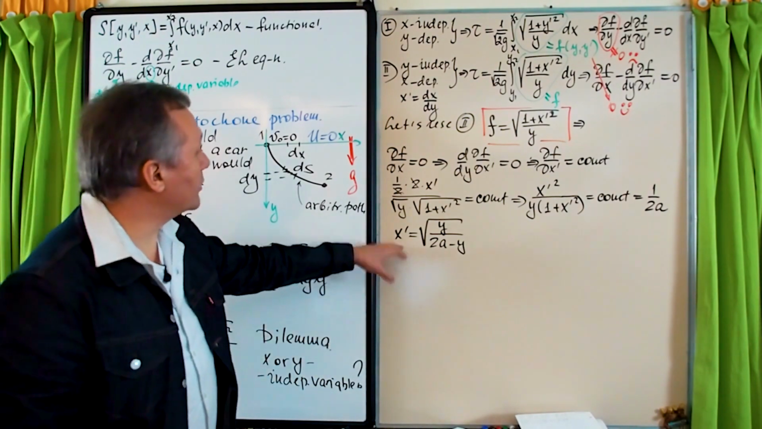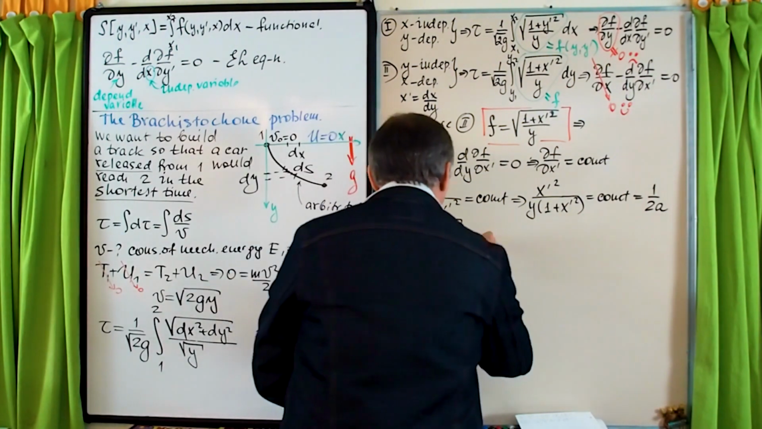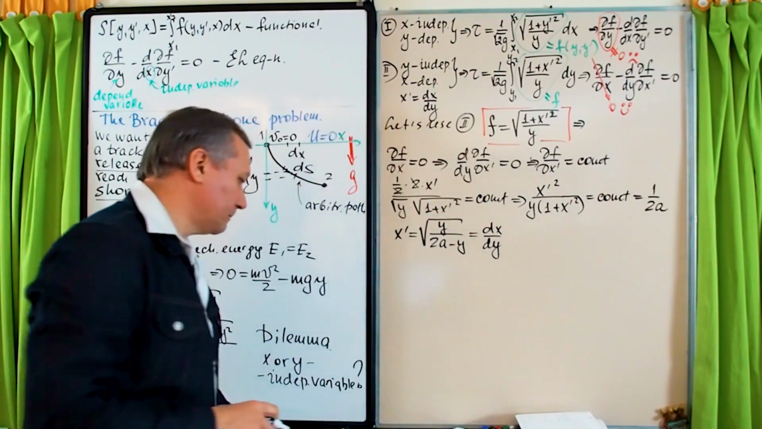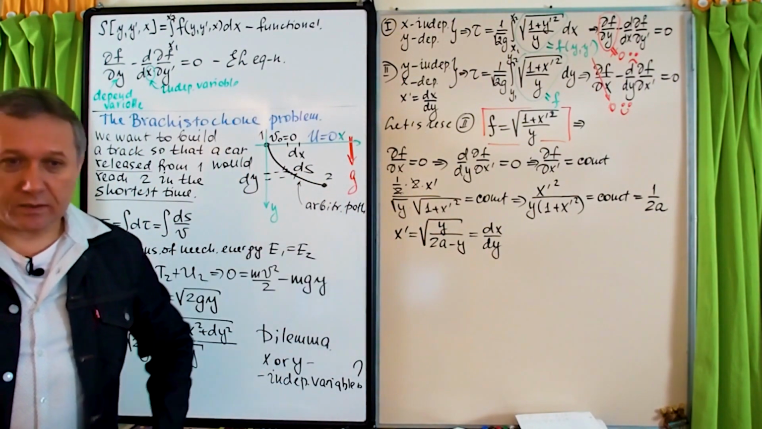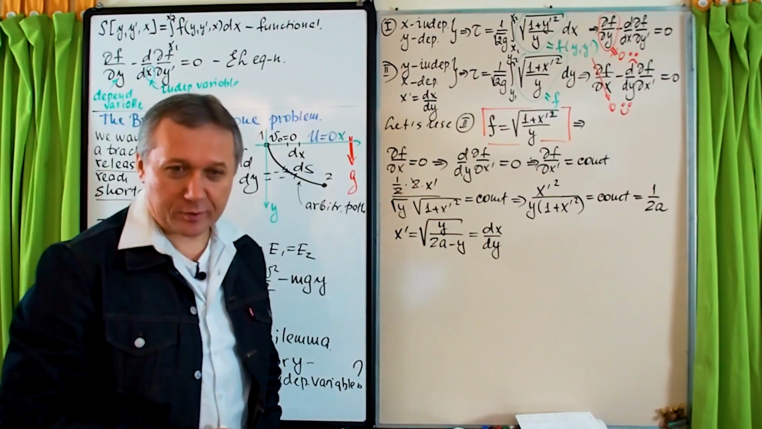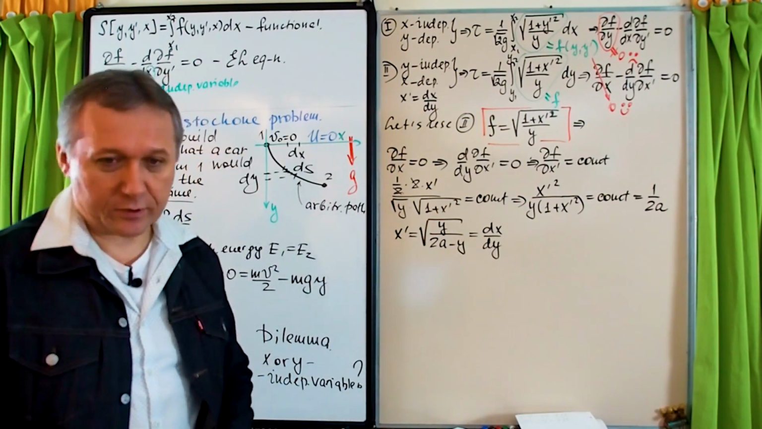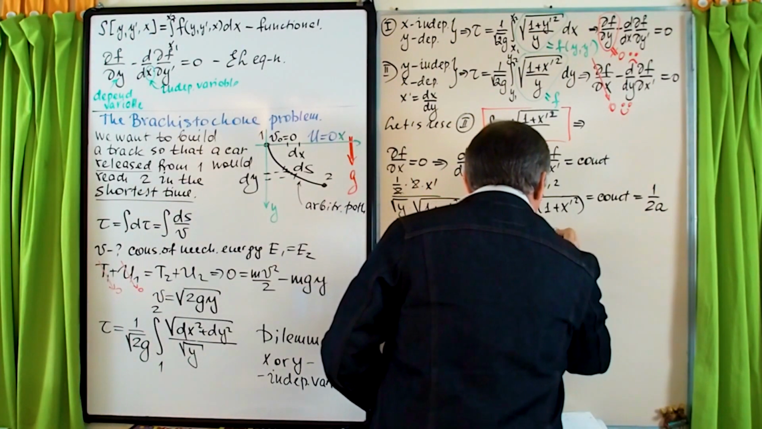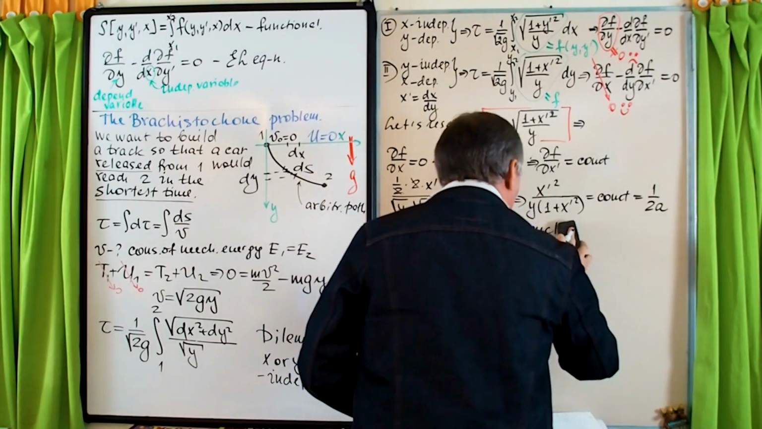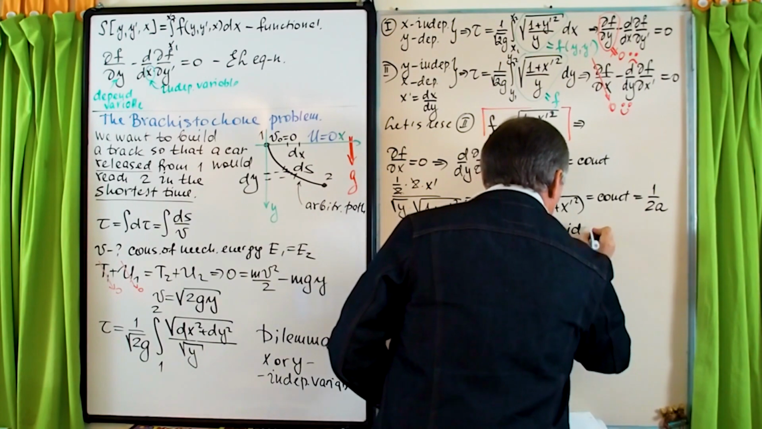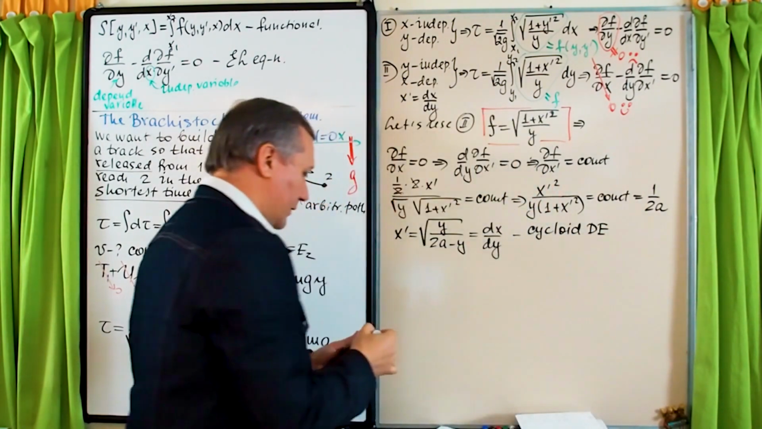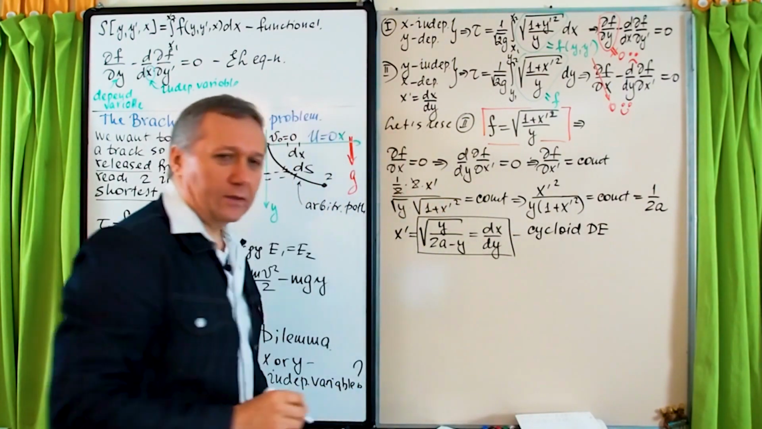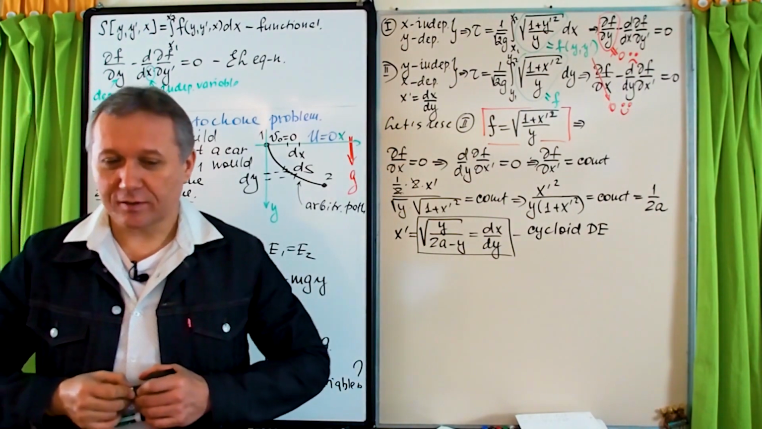And of course, again, you remember x prime is dx over dy. This differential equation is called the cycloid differential equation. It's a typical cycloid differential equation, right? Very typical. Okay, let me frame it. It's important to mention, but we need to get the answer.